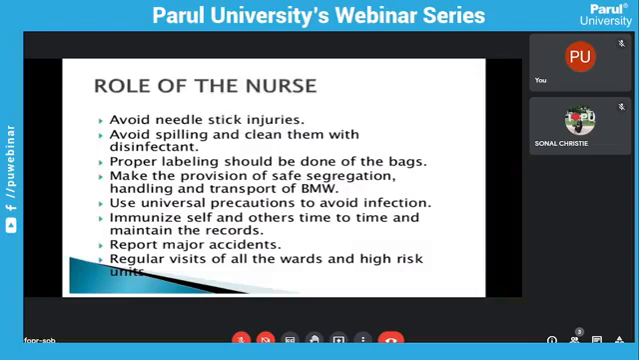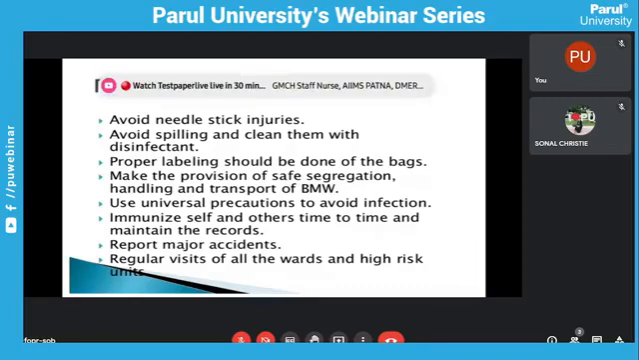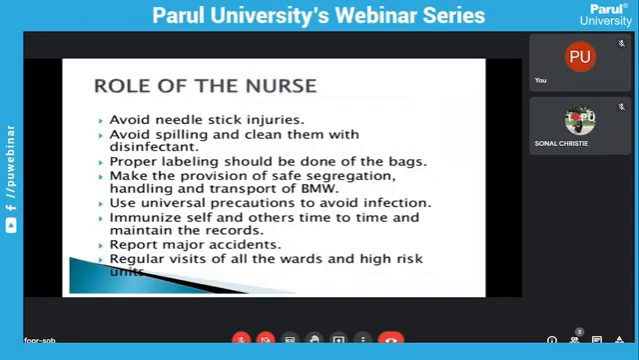Avoid needle stick injuries. Okay, needle stick injuries can transfer more infections. So nurses have to work very carefully at the hospital site, and they have to prevent needle stick injuries.